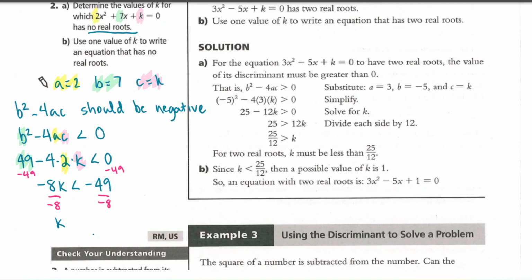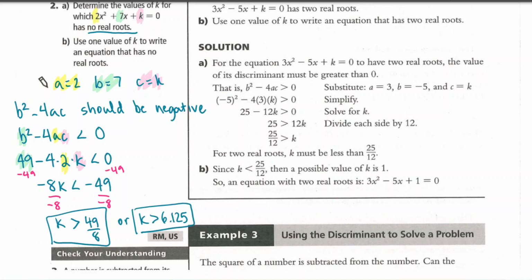And I'll get k. And then there's a rule where if you're dividing or multiplying by a negative number, you actually have to flip the sign around. So it's k is greater than 49 over 8. And 49 over 8 is 6.125, so you could write it as a decimal as well. K has to be greater than 6.125. As long as k is greater than 6.125, we will have an equation with no real roots.